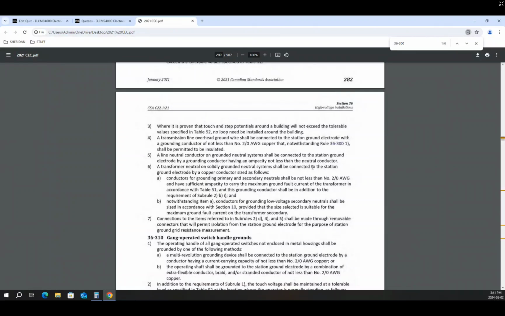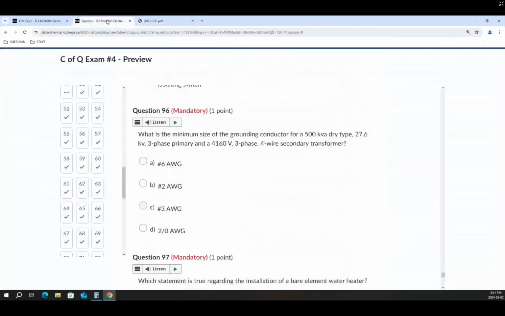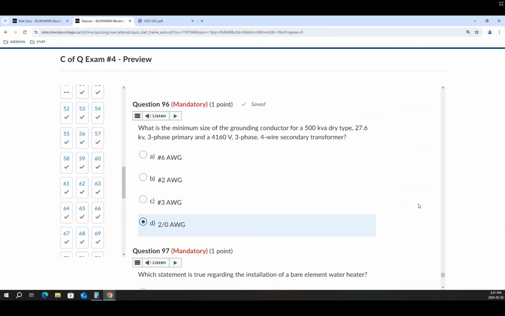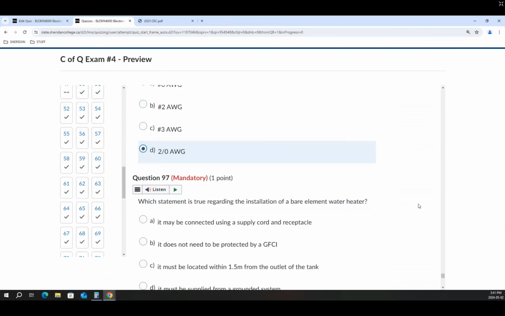So the transformer neutral on a solidly grounded neutral system shall be connected to the station ground electrode by copper, shall not be less than #2 AWG. So #2 AWG. Basically that #2 keeps coming up again and again for all that high voltage bonding and grounding.